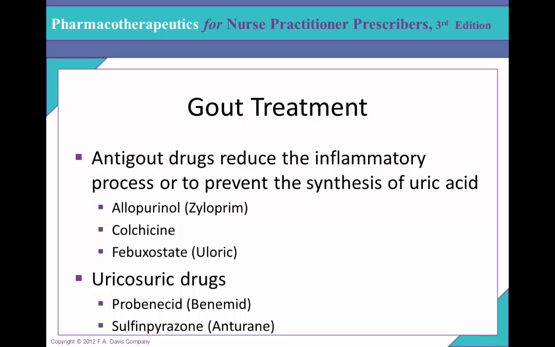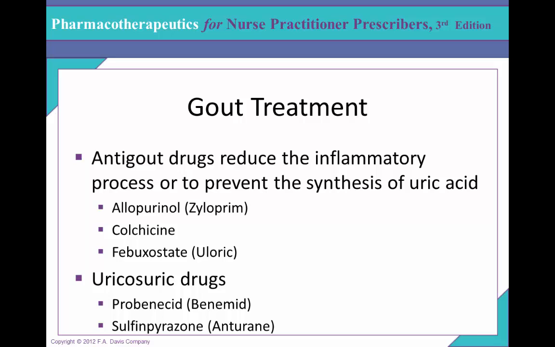Now, for prevention of recurrent acute attacks or for prevention of further deposition of urate crystals and reduction in flare incidence, or even the resolution of existing tophi, you could use, besides NSAID and colchicine, allopurinol, febuxostat, probenecid, or sulfinpyrazone.